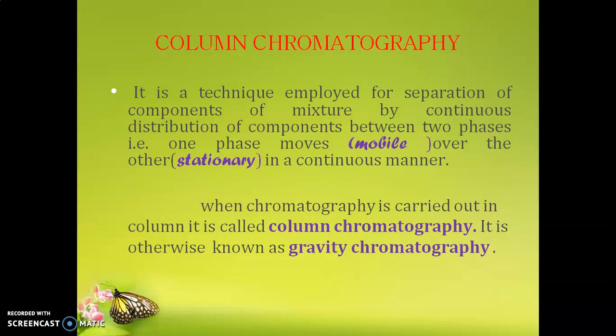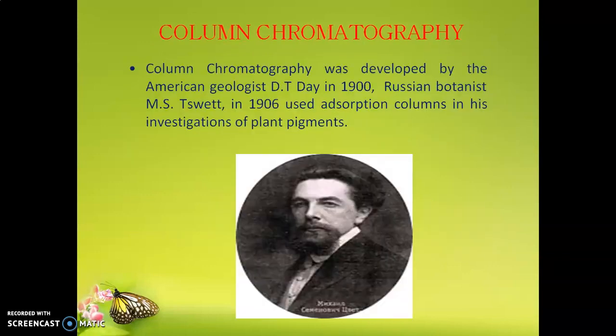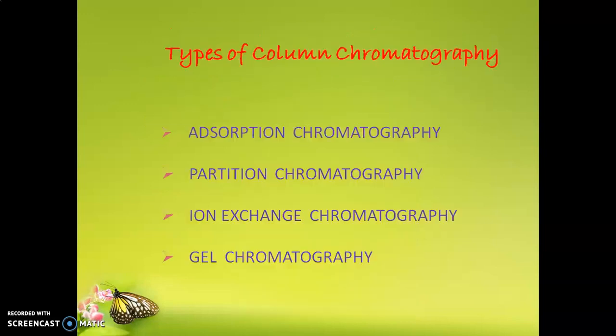Column chromatography is a technique employed for separation of components of a mixture by continuous distribution of components between two phases, either mobile phase or stationary phase. When chromatography is carried out in a column, it is called column chromatography, or otherwise it is also known as gravity chromatography. Column chromatography was developed by the American scientist D.T. Day in 1900. Then after that, Russian botanist M.S. Tswett in 1906 used an adsorption column in his investigation for separation of plant pigments.